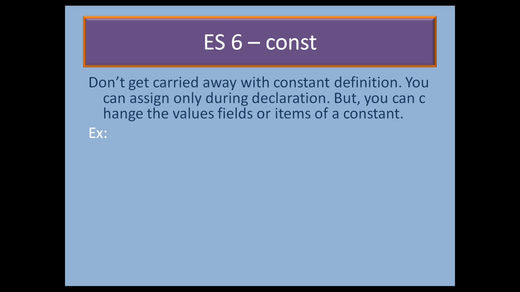But when you go with objects or arrays, in such cases, while declaring an array as a constant, you will assign some array to it. Afterwards, you cannot assign an array to that constant again, but you can change the values of the array that has been assigned to that constant variable. Let us see that one in the example.